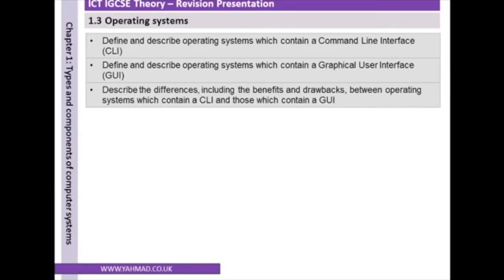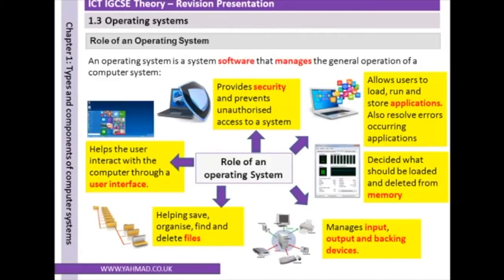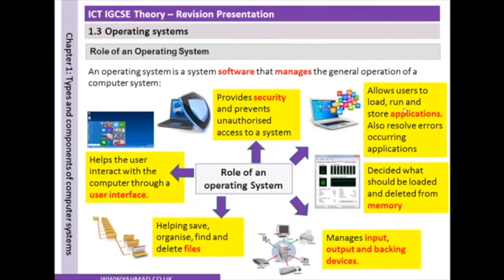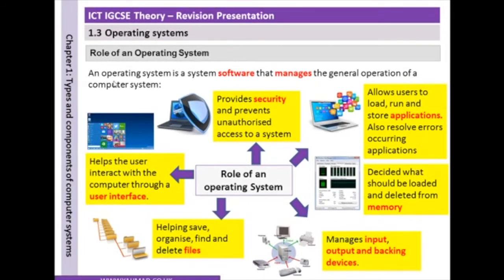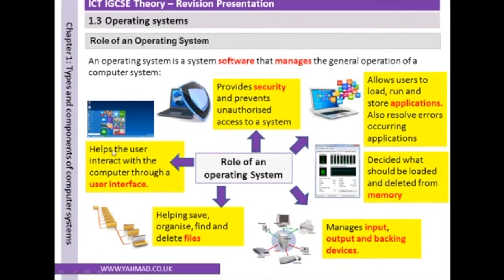Okay, now we're going to be looking at 1.3 operating systems. So the role of an operating system. An operating system is a system software that manages the general operations of a computer system. So let's look at the first point. Helps the user interact with the computer through a user interface.